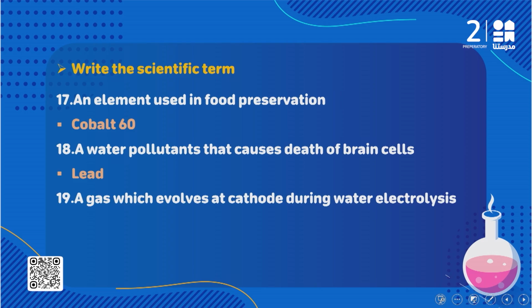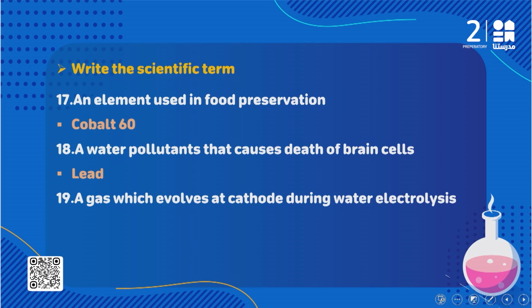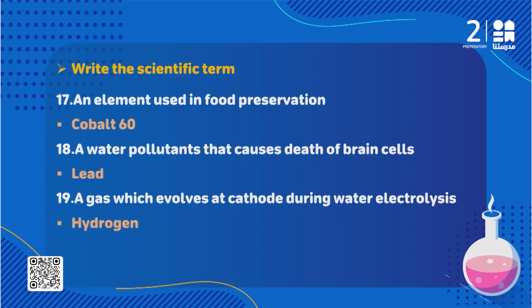Okay, name the gas which evolves at the cathode during water electrolysis. The cathode is the negative pole of Hofmann's voltmeter, and the gas evolving at the cathode is called what? Hydrogen gas. And the gas that evolves at the anode, do you remember? It's oxygen gas. So in Hofmann's voltmeter, we use it to separate the components of water from each other, which are oxygen and hydrogen. Hydrogen evolves at the cathode pole and oxygen evolves at the anode pole.